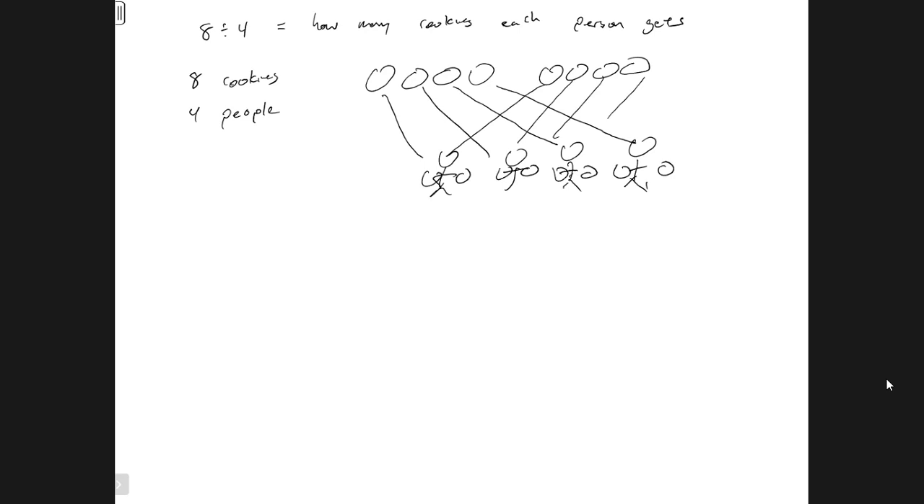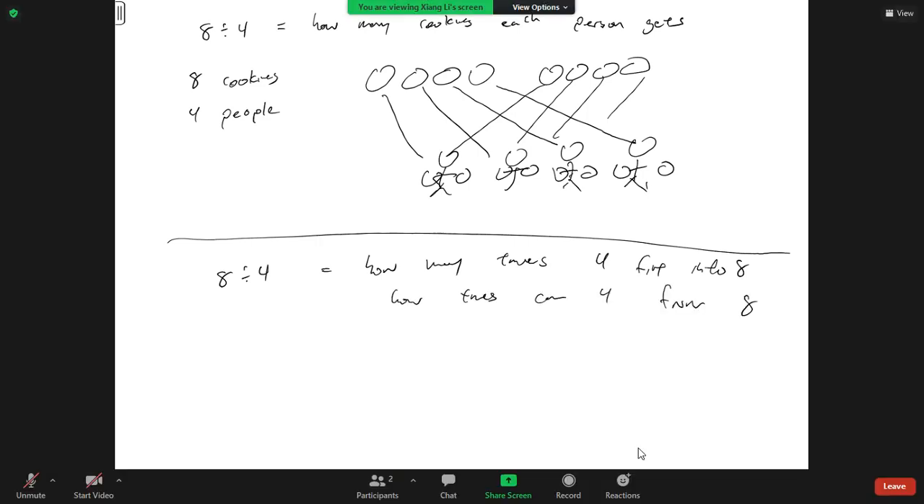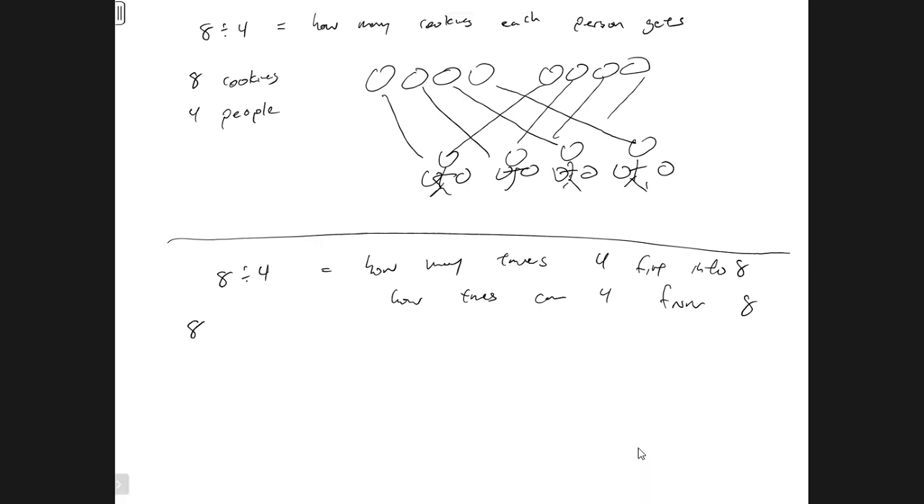This leads on to the second way to think about division, which is that 8 divided by 4 is how many times does 4 fit into 8? Or in other words, how many times can you subtract 4 from 8? So if you look here, you can subtract 4 2 times from 8 before you reach 0, which means that 4 fits 2 times into 8. Or the number of times you can subtract 4 from 8 is equal to 2.